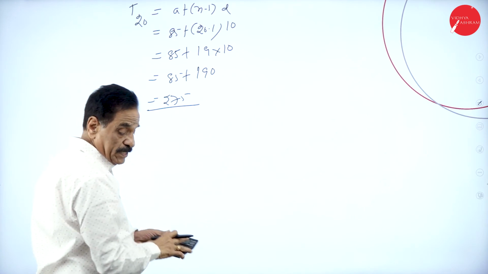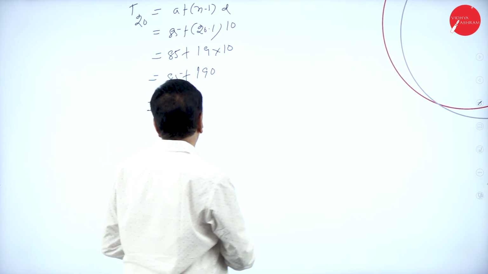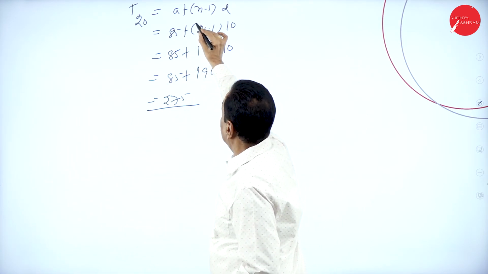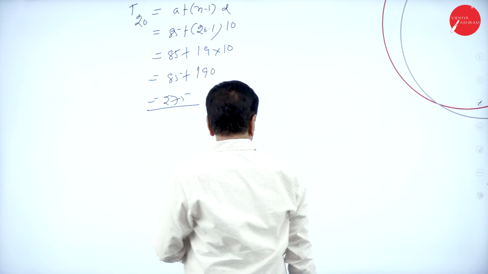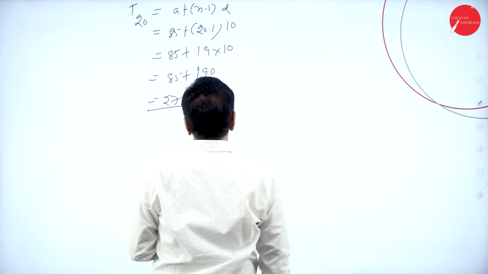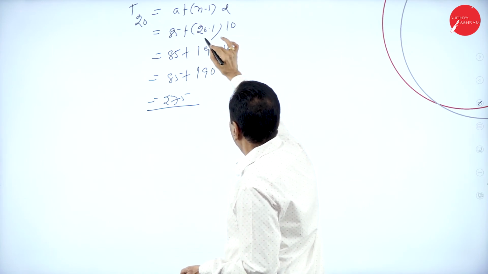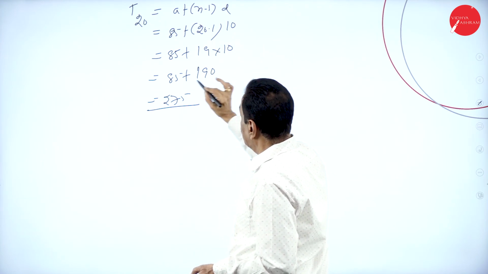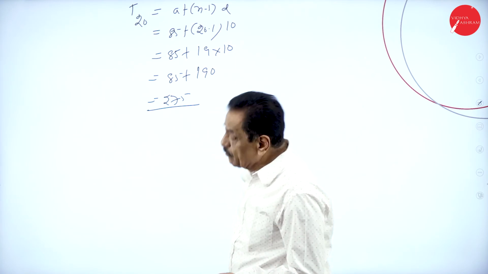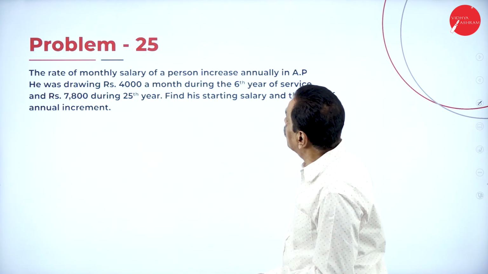I took the last installment. So what is your formula? T20 is equal to a plus n minus 1 into d. What is your a? 85 plus 20 minus 1 into d. 19 into 10 is 190, plus 85. We'll move on to the next problem.